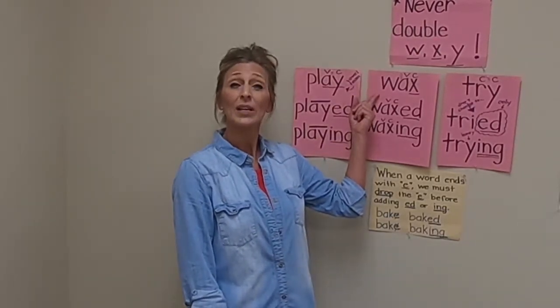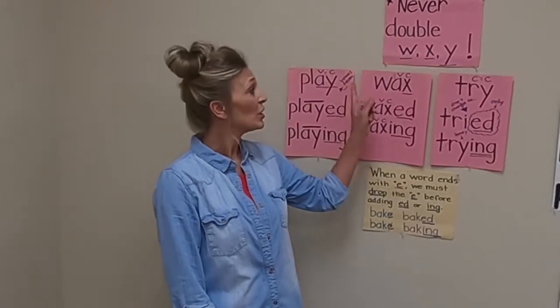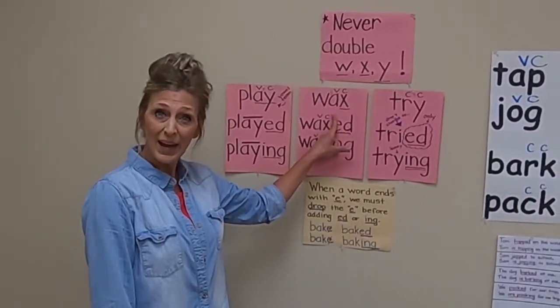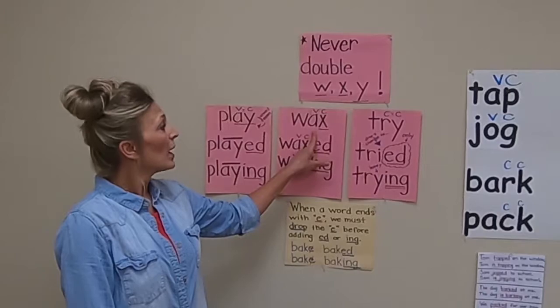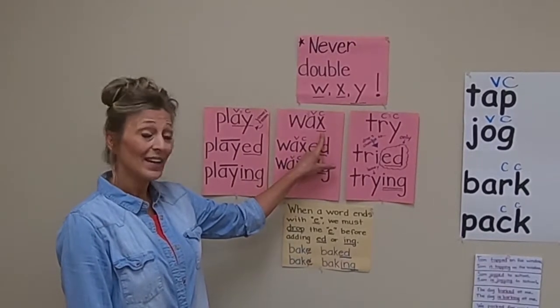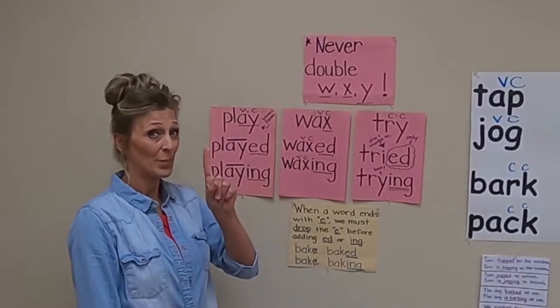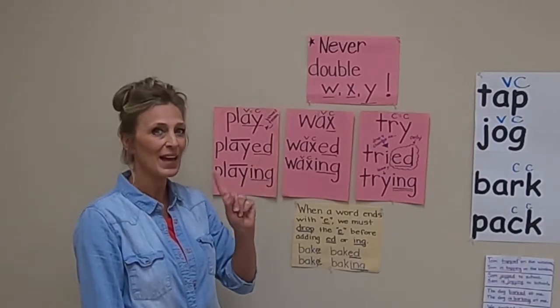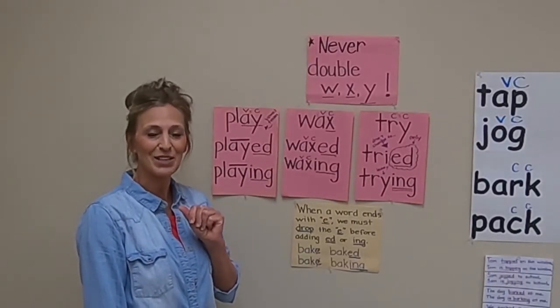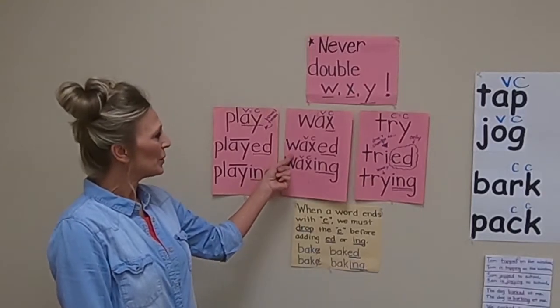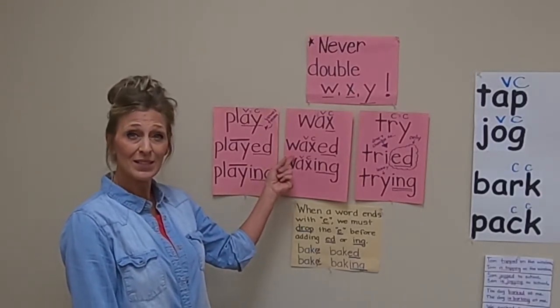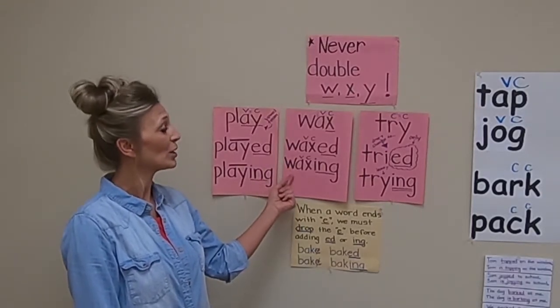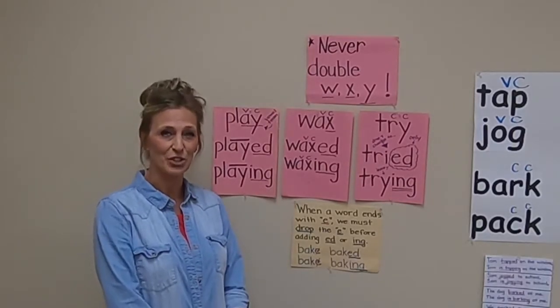Next example is a word that ends with X. For example, wax. A is a vowel and X is a consonant. But we never double the X before adding ED or ING. So my new word is waxed with ED and waxing with ING.